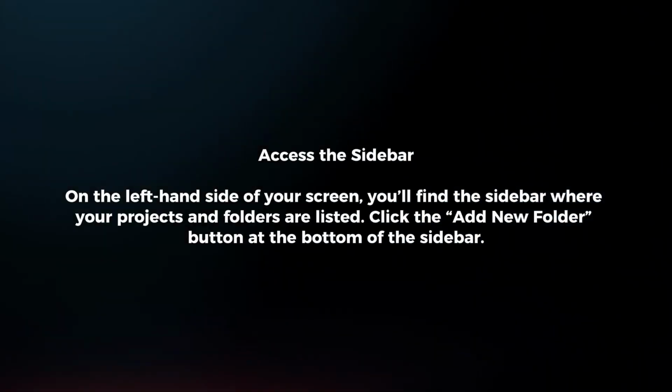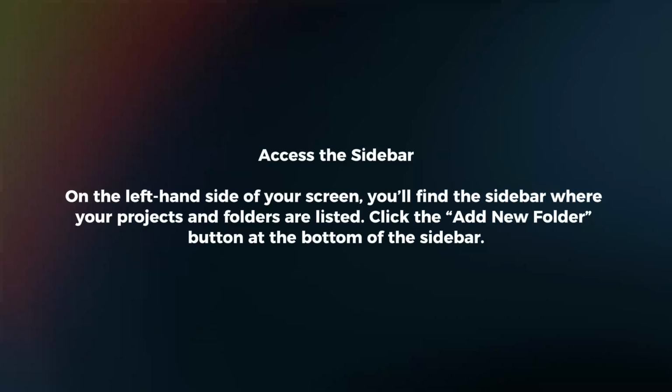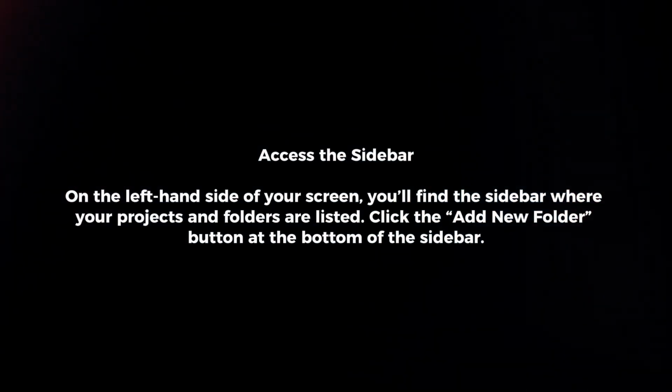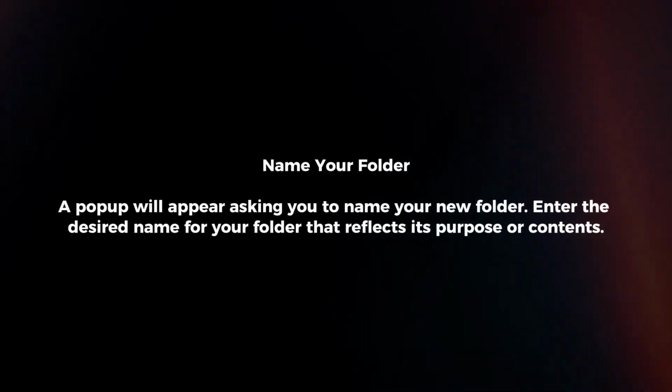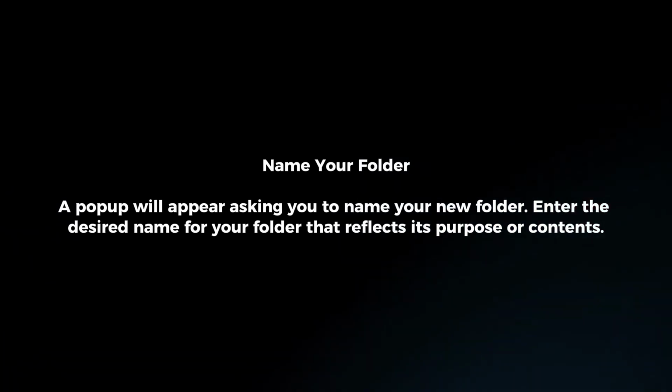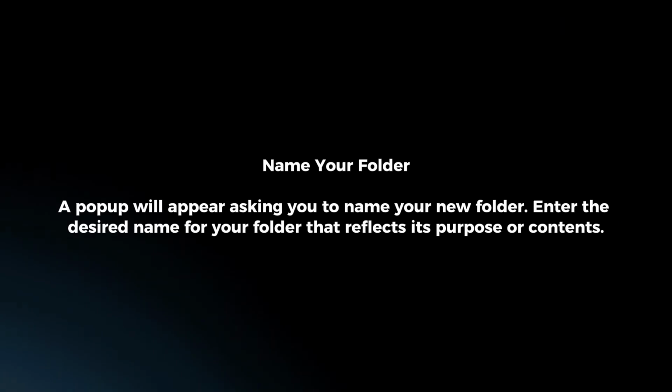Access the sidebar. On the left-hand side of your screen, you will find a sidebar where your projects and folders are listed. Click the Add New Folder button at the bottom of the sidebar. Name your folder. A pop-up will appear asking you to name your new folder. Enter the desired name for your folder that reflects its purpose or contents.